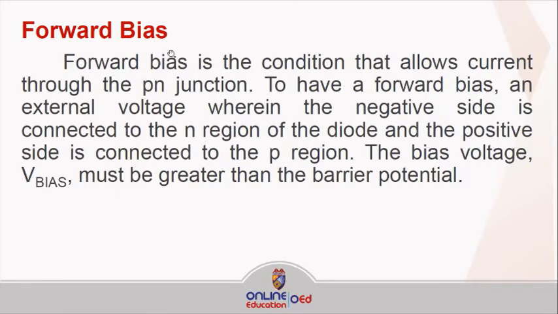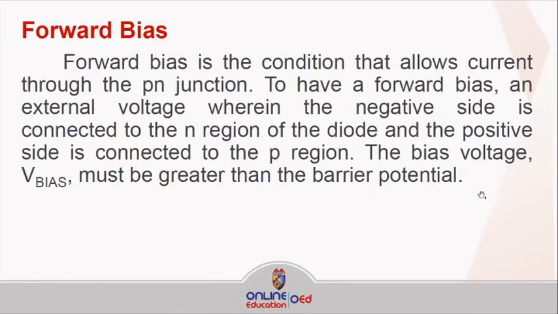Forward bias is the condition that allows current through the PN junction. Okay? Then, to get this forward bias condition, the bias voltage, V bias, must be greater than the barrier potential. We have what we call the barrier potential, so the bias voltage V bias must be higher than the barrier potential of the diode. Later, we will also discuss that the value of the barrier potential depends on the semiconductive material of the diode.